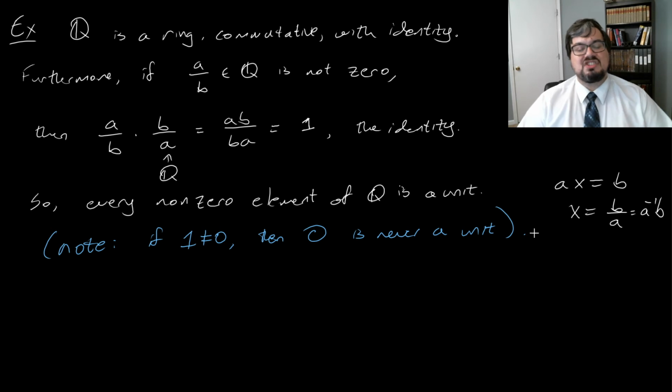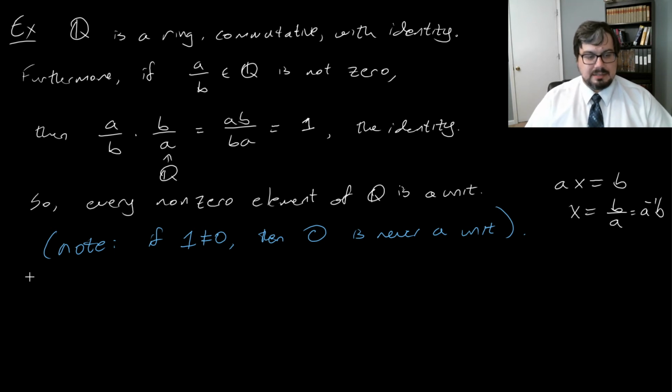I can always solve linear equations like this, whereas that's not necessarily true in the integers. If I choose random numbers for a and b, this equation is typically not solvable in the integers. But over Q it is. We have a special name that we give to rings that have these nice properties that Q, the set of rational numbers, does.